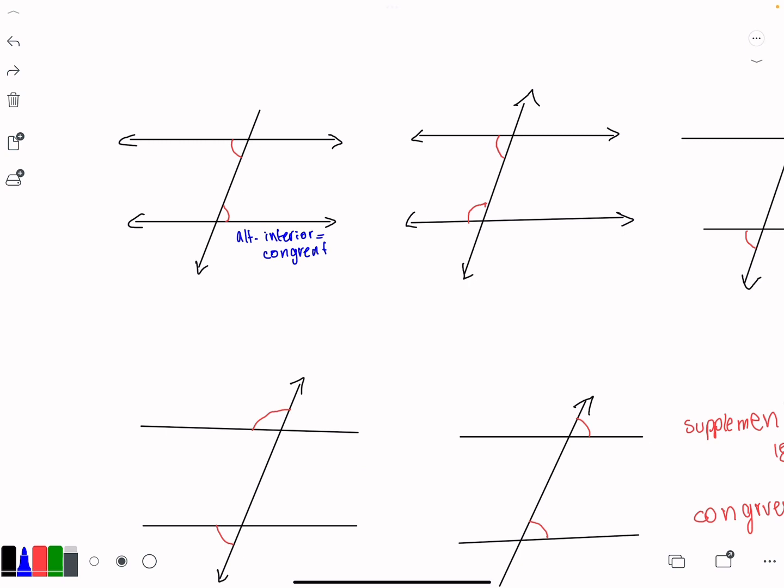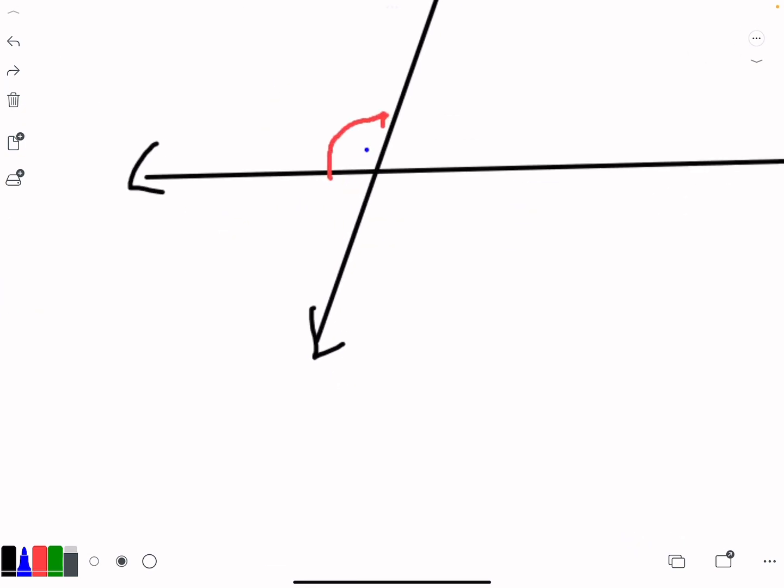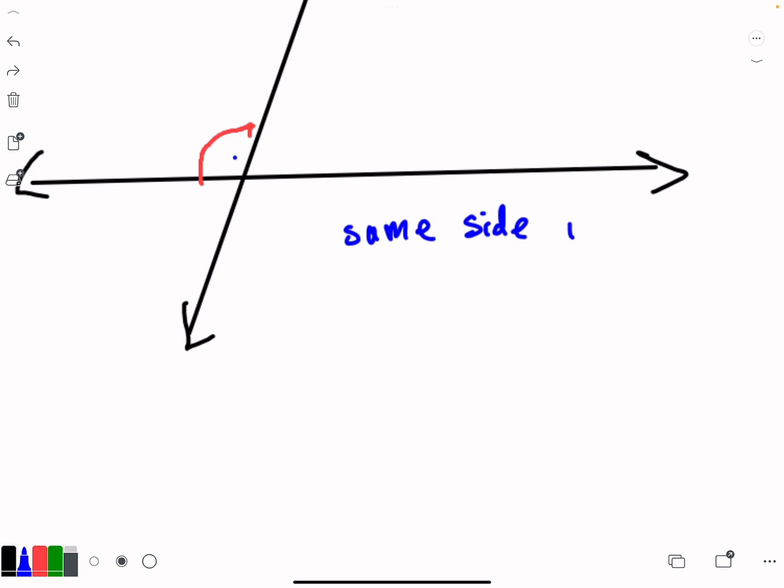Now let's take a look at the second one. These 2 are on the same side and they're inside the parallel lines. So these are same side interior angles, which are always going to be supplementary, because if you add this value and this value, it's going to give you 180. So same side interior angles are always supplementary.